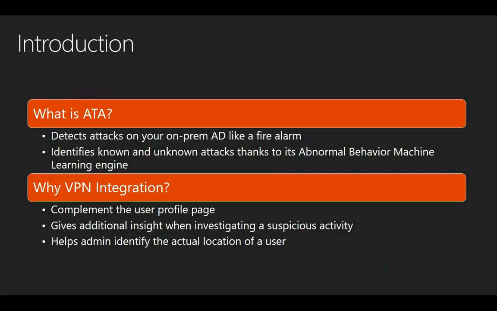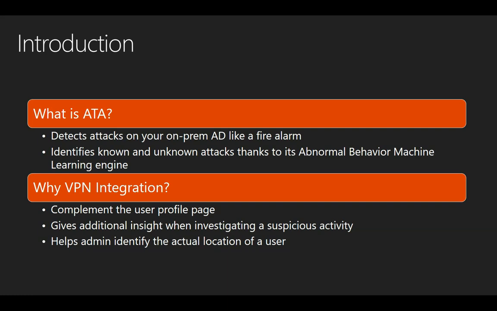Let's start with a quick introduction. First of all, what is ATA? You can consider ATA as the fire alarm of your Active Directory environment. It will help you identify known attacks, such as pass the ticket, pass the hash, golden tickets, all the funny stuff that hackers like to do. And it will also help you identify abnormal behavior through our machine learning engine. This way, even if an attacker is trying to do something that has never been seen before, ATA has a good chance of detecting it.